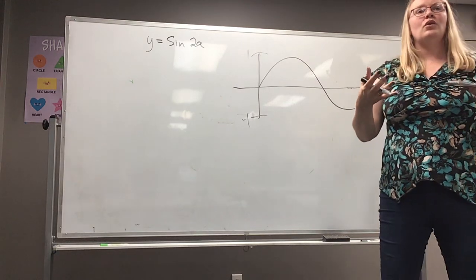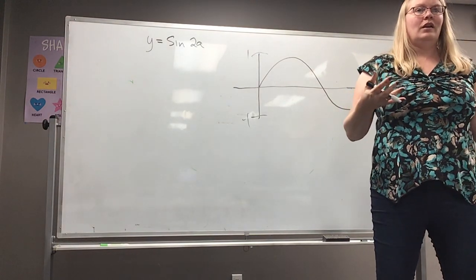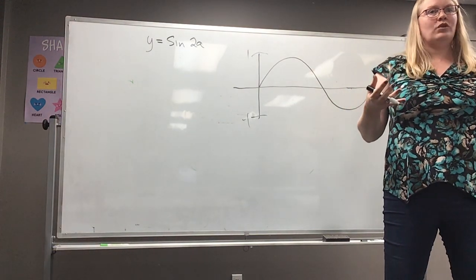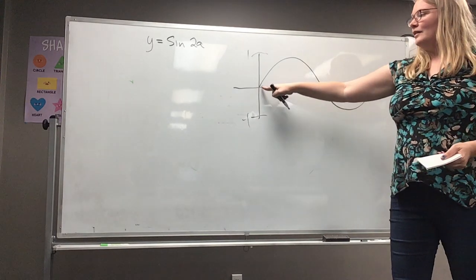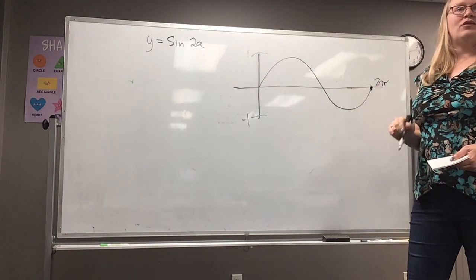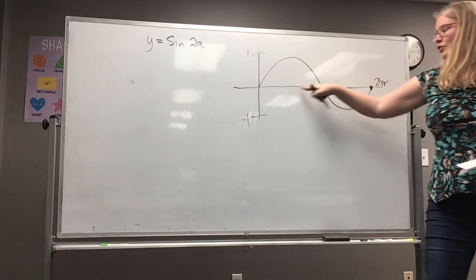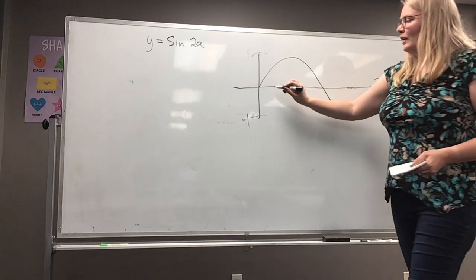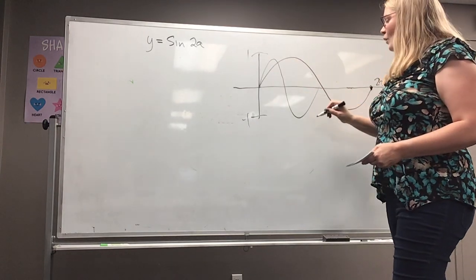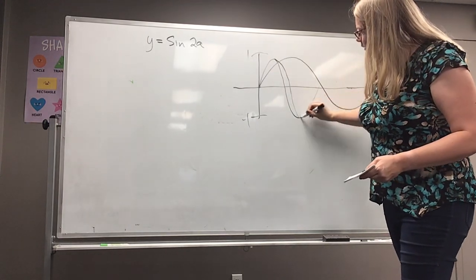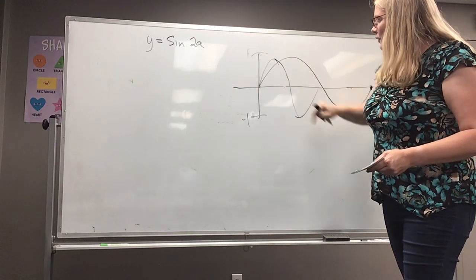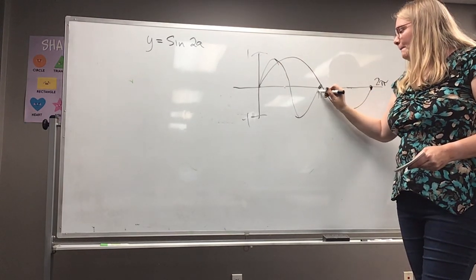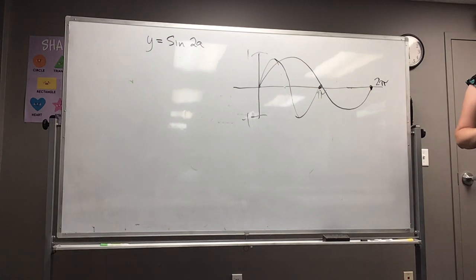If you put in 2, it's gonna act like it was 4. If you put in 1, it's gonna act like it was 2. And so what it does is it makes this move twice as fast. Before it took us 2 pi to get to the end, now it's only gonna take us 1 pi. Bad drawing, but you know. It goes twice as fast, or half as long of the period.